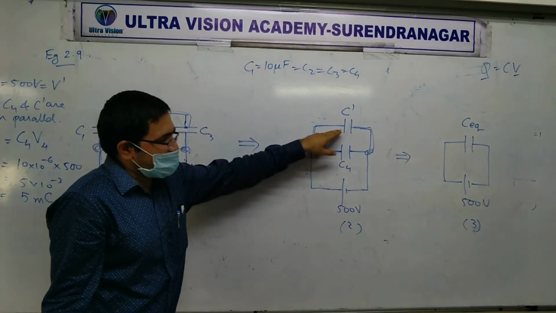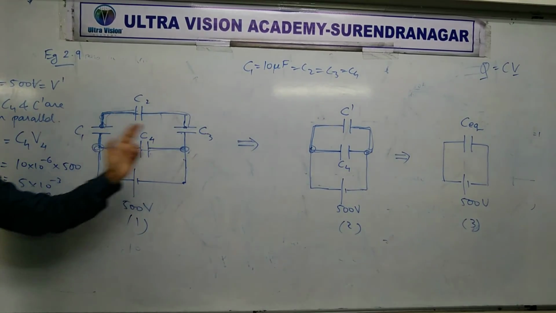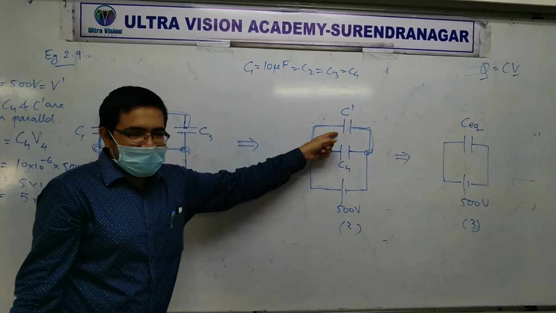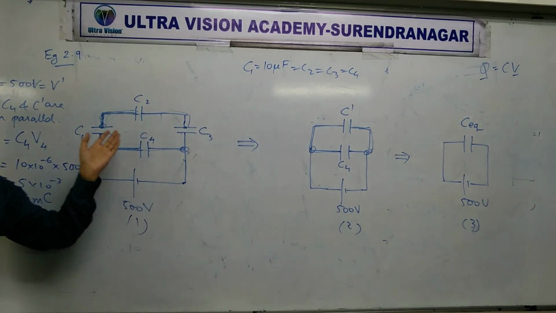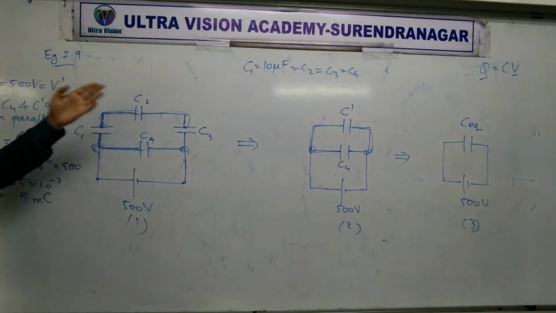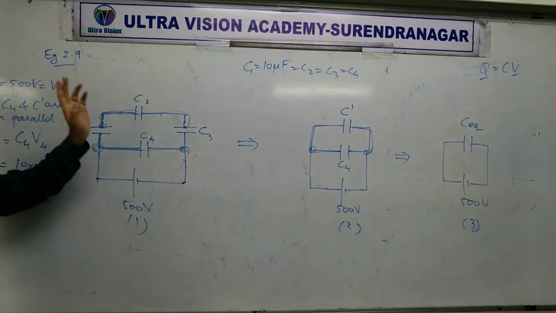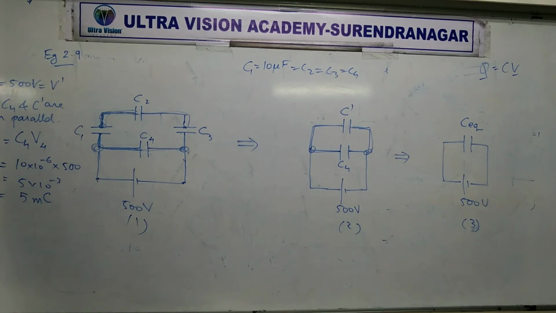this C dash was made from these three in series. The series was same to what? After the charge find out. After another charge find out. Yes or no? Yes. If we find the charge of C dash, we can get the charge of Q1, Q2 and Q3. All clear or not?